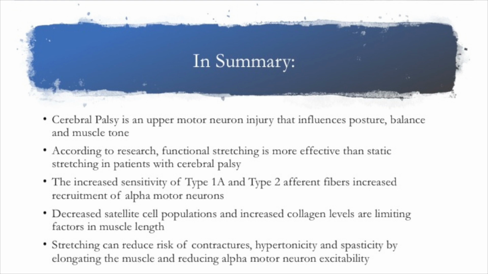Number 3, the increased sensitivity of type 1A and type 2 afferent fibers increased recruitment of alpha motor neurons in patients with cerebral palsy. Number 4, decreased satellite cell populations and increased collagen levels are limiting factors in muscle length. And lastly, number 5, stretching can reduce risk of contractures, hypertonicity, and spasticity by elongating the muscle and reducing the alpha motor neuron excitability.